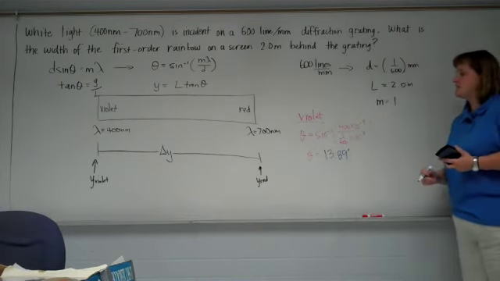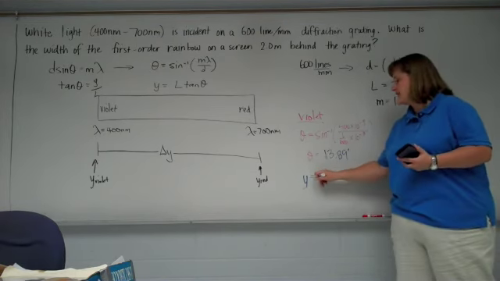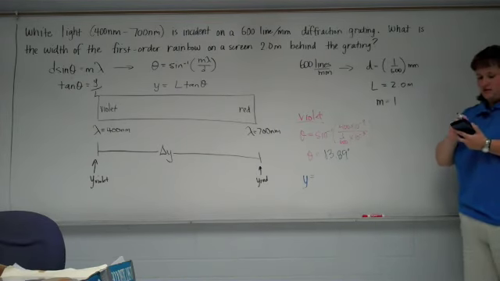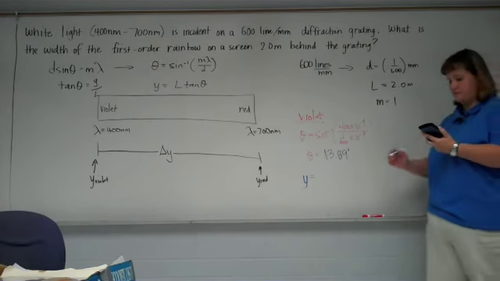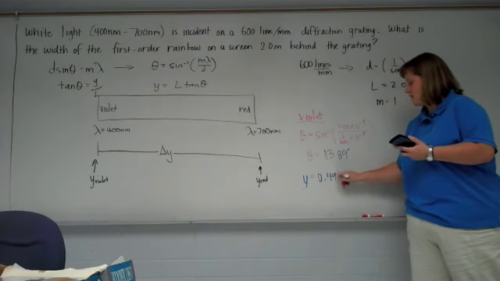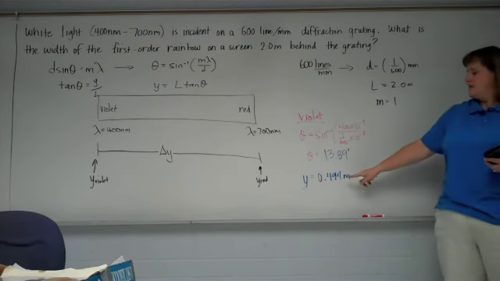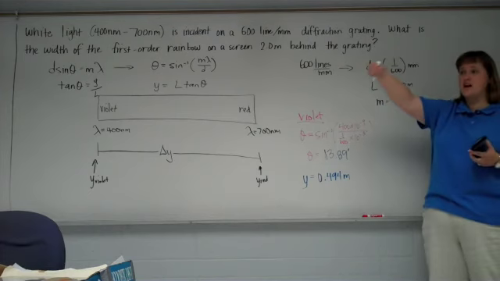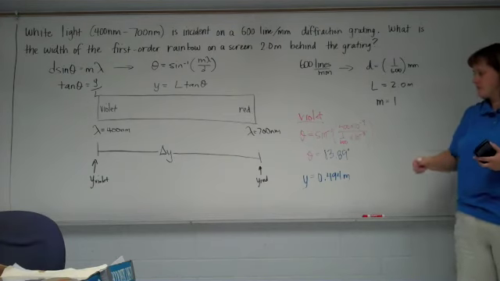So 13.89 degrees. Now for y, y for violet will be L, which is 2 meters, times the tangent of this angle. So y for violet, where is this measured from? From the center of that centered bright spot. So if you go straight across from the diffraction grating to the center of the bright spot there, this is measured from that location.